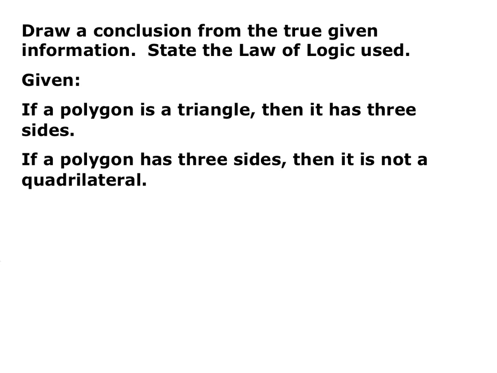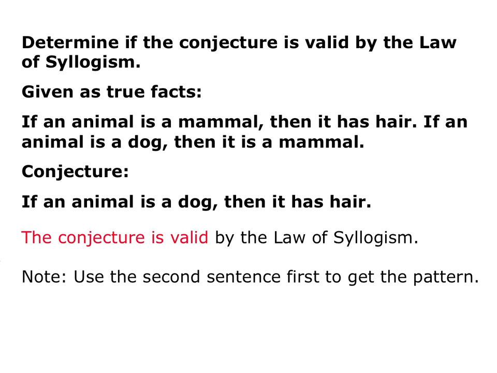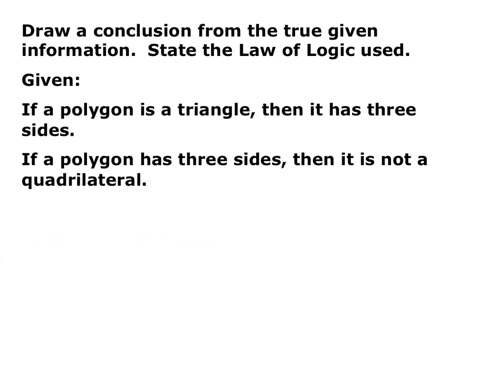Now this is a little bit different. I'm not giving you a conclusion. I want you to make a conclusion. So it's like back on this, if I didn't give you the conjecture, I want you to make a conjecture. You can either use the law of syllogism or detachment, whatever fits the problem. And I want you to come up with what a correct conjecture would be. So let's look at this one. If a polygon is a triangle, then it has three sides. If a polygon has three sides, then it is not a quadrilateral.